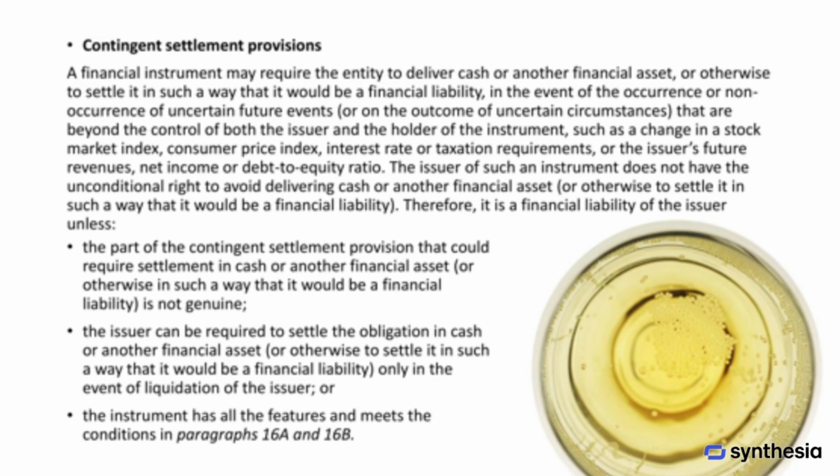However, there are exceptions. The instrument is not a financial liability if the contingent settlement provision that could require cash or asset settlement is not genuine. The issuer would only need to settle in cash or assets in the event of the issuer's liquidation, or the instrument meets all the features and conditions of a puttable instrument as described in paragraph 16A and 16B.